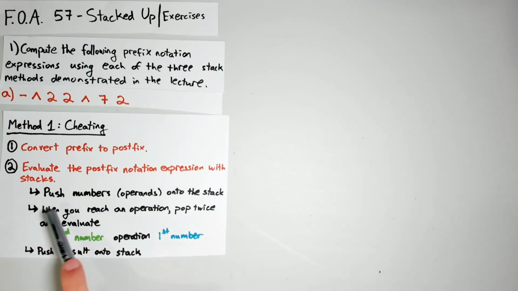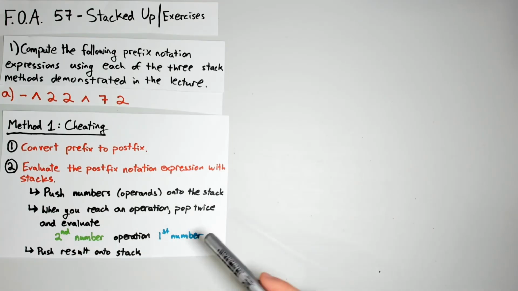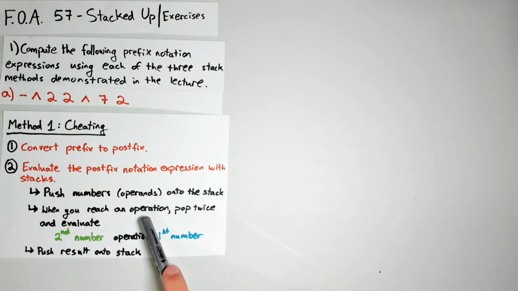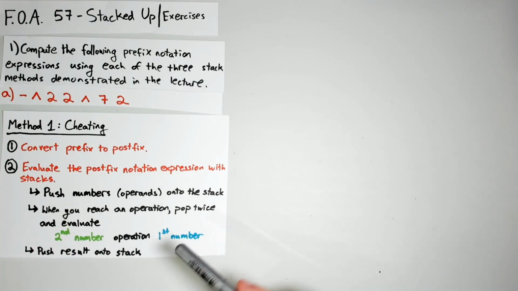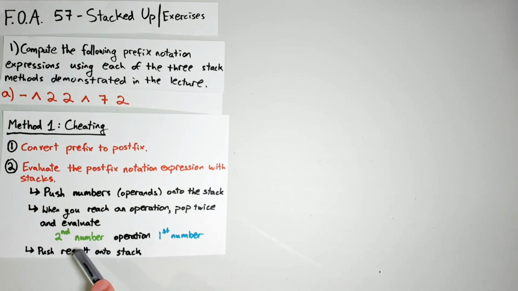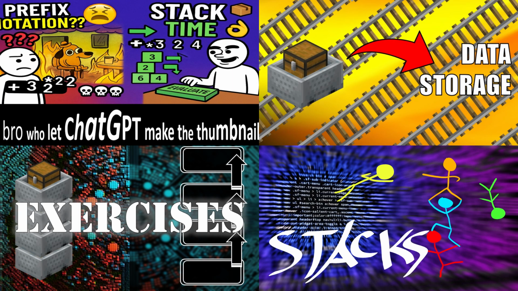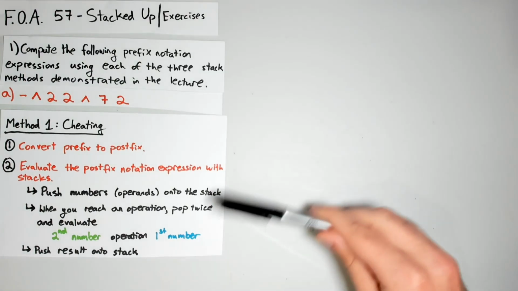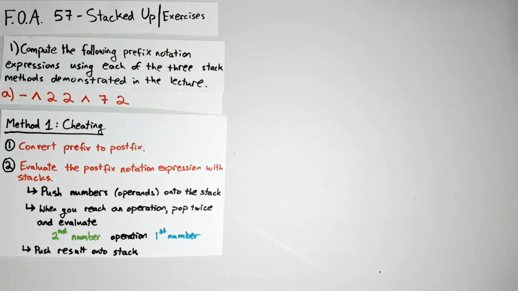The way we do that is we push numbers or operands onto the stack. When we reached an operation, we would pop twice and evaluate because that operation would be acting on those two numbers. And we would make sure, because the stack reverses the order, that we would do the second number, then the operation, then the first number. And then when we get a number after evaluating that, we put it back onto the stack and we repeat this process. We've done this several times over a couple different videos, so it's a process that we're a bit more familiar with, and that was kind of the appeal of this cheating method.